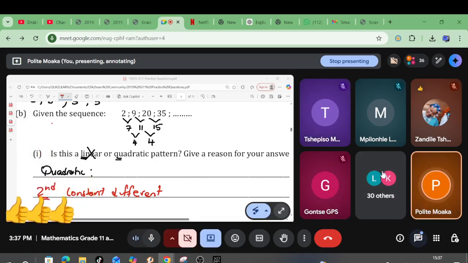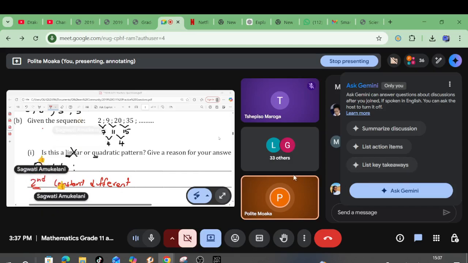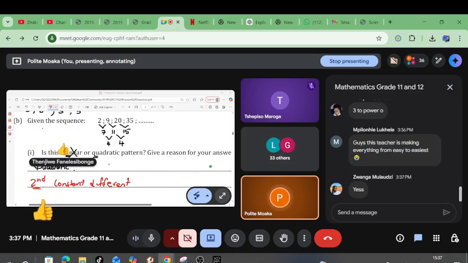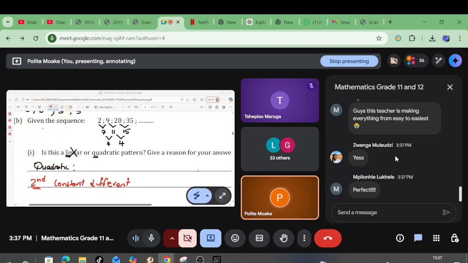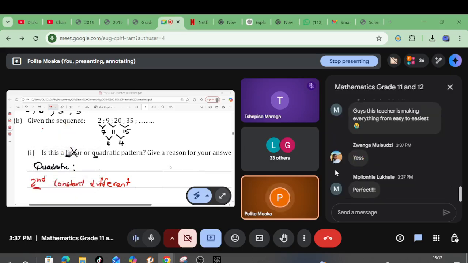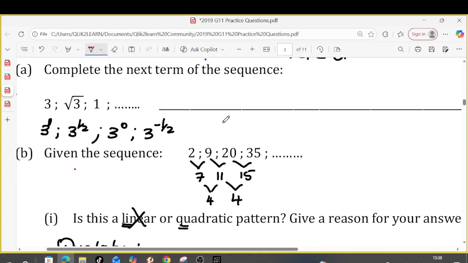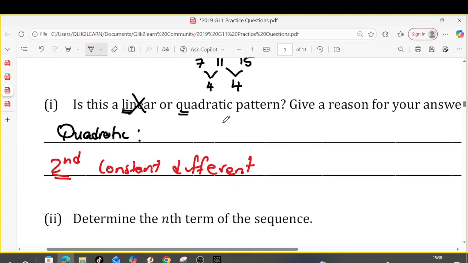Are you guys happy? Thank you. Let me check if we have any comments below, guys. From easy to easiest. Yes, 3 to power 0. Thank you very much, I see the answer. Zwanga, thanks, 3 to power 3. Guys, perfect. That's how it is, because you need to study the basics. When you come to my sessions, everything will be easy. Make sure that you understand the basics so that when you come to this lesson, we work.